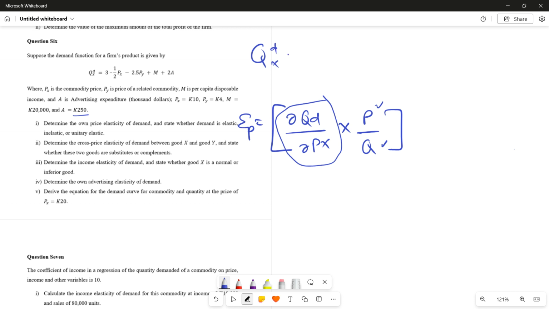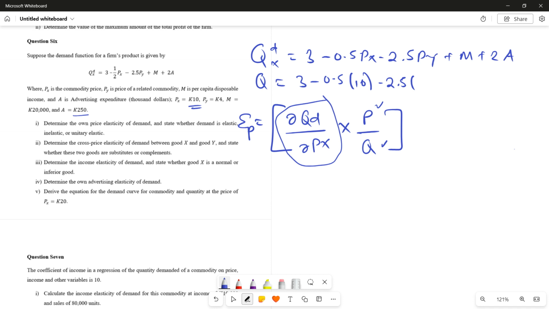First things first, the quantity demanded has been given as 3 minus 0.5 Px minus 2.5 Py plus m, then plus 2a. You see that, right? So therefore our Q will just be 3 minus 0.5 of, we've been told that the price of x is 10, so put 10 there, minus 2.5 Py, the price of y is 4, put 4, plus income is 20,000, then plus 2 times a, 250, like that.